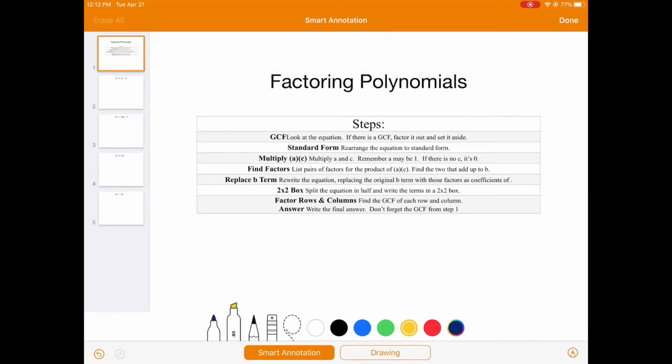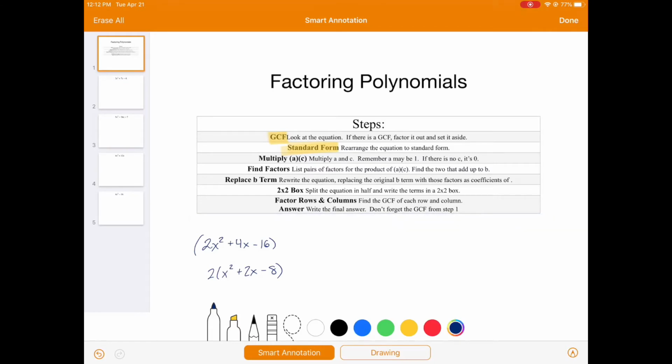The few things that I want to point out, though, are the first two steps. The first two steps are to factor out the greatest common factor and write it in standard form. So what this means is if you have something like 2x squared plus 4x minus 16, you can factor out 2 because all of those are divisible by 2. So you would end up with x squared plus 2x minus 8.